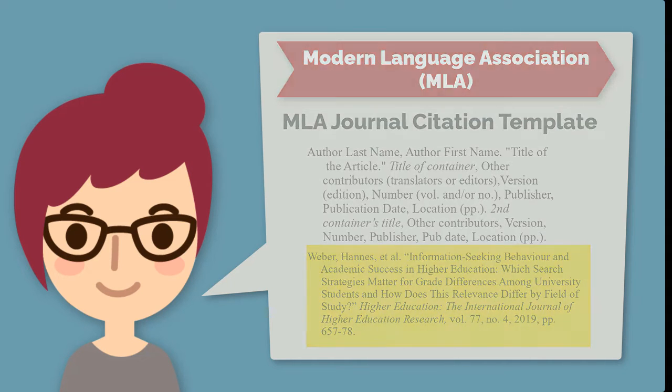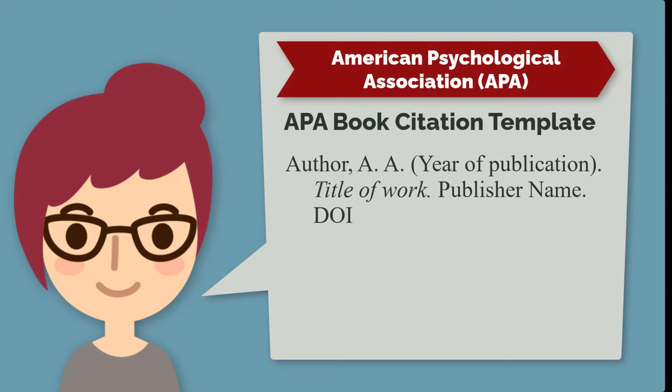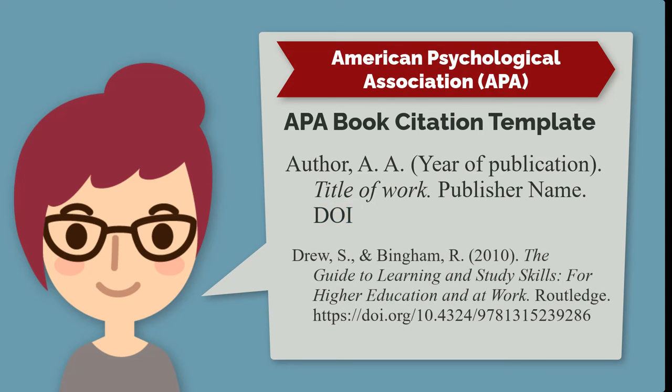But what about books? APA has a separate template for books, which looks like this. The citation begins with the author's last name, followed by a comma, followed by the author's first initial or initials, followed by the year of publication in parentheses, followed by the title of the book, which is italicized, followed by a period, followed by the name of the publisher, followed by a period. This is followed by a DOI, or digital object identifier, if available. So if we take this book and use this template, our resulting citation should look like this.